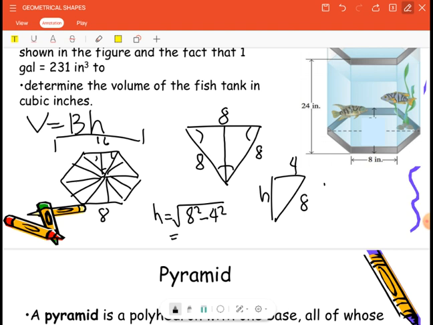8 minus 4. Ay, sorry, hindi pa, yung height pa lang itong hinanap natin. Okay, so yung height niya is 6.93. Okay, so itong height.